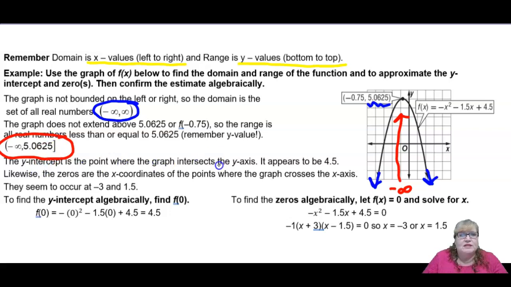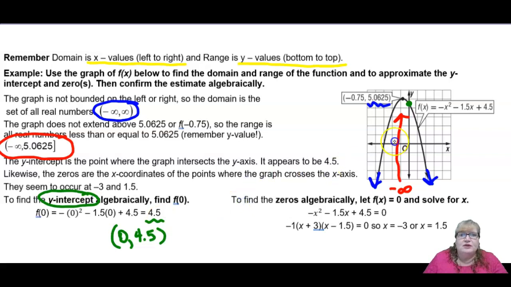The y-intercept is the point where it crosses the y-axis. Here it looks like 1, 2, 3, 4.5, right up here. But we can determine that by putting in an x equals 0, which they did down here, and they came out with 4.5 for the y-intercept. So we could write that as (0, 4.5), or we can just list it.